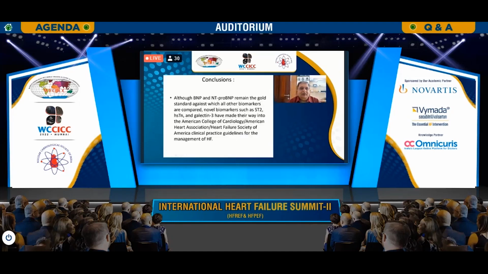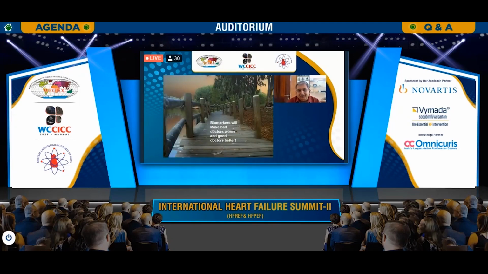So in conclusion, although NT-proBNP and BNP remain the gold standards against which all other biomarkers are compared, novel biomarkers like ST2, hs-troponin, galectin-3 have made their way into American College of Cardiology and AHA guidelines. A biomarker will make bad doctors worse and good doctors better. So there is no substitute to standard clinical history, examination, and other tests, but biomarkers will definitely help you.